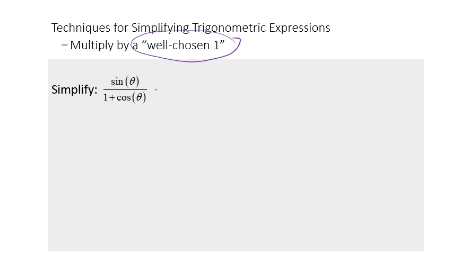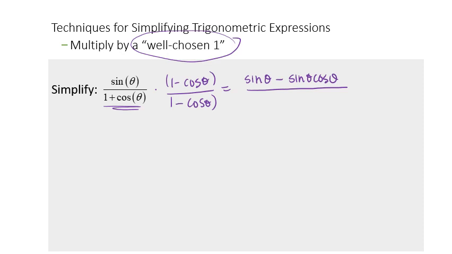So if I take this and multiply by the conjugate, the conjugate is the opposite of the denominator. So instead of 1 plus cosine, it's going to be 1 minus cosine. So it's only that second term that's changing the sign. The reason we're doing that is because when we multiply this out, you're going to get sine theta minus sine theta cosine theta, and then that's all over, when I FOIL these out together, 1 minus cosine theta plus cosine theta minus cosine squared theta.